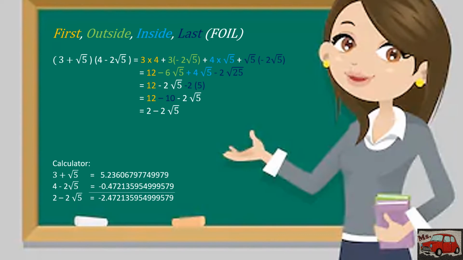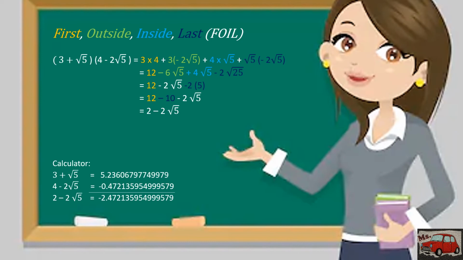So, 3 times 4, we have 12. 3 times negative 2 square root of 5, we will just multiply the numbers outside the square root, right? So, 3 times negative 2 is negative 6, and then we just bring down the square root of 5. The next, 4 times square root of 5, we just combine them, so it will be 4 square root of 5. Next, square root of 5 times negative 2 square root of 5. Again, if there is no number outside, it is automatically 1. So, 1 times negative 2 is negative 2, and then the radicand, square root of 5 times square root of 5, is square root of 25.